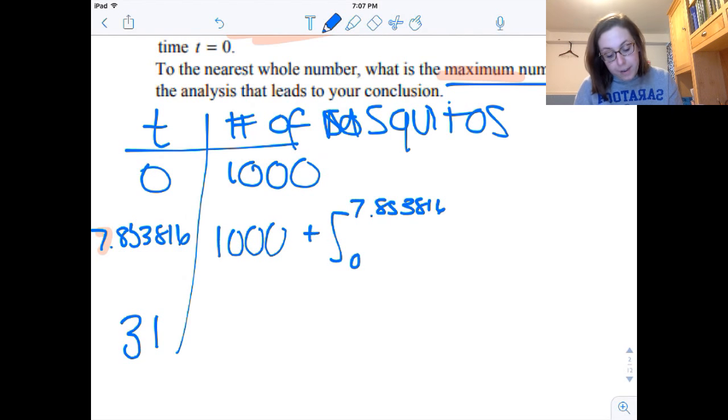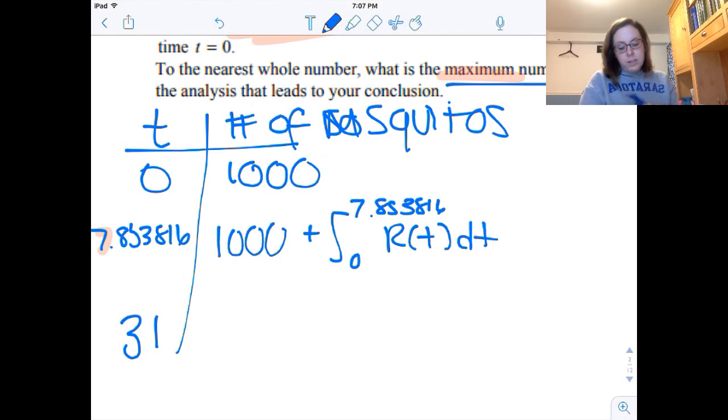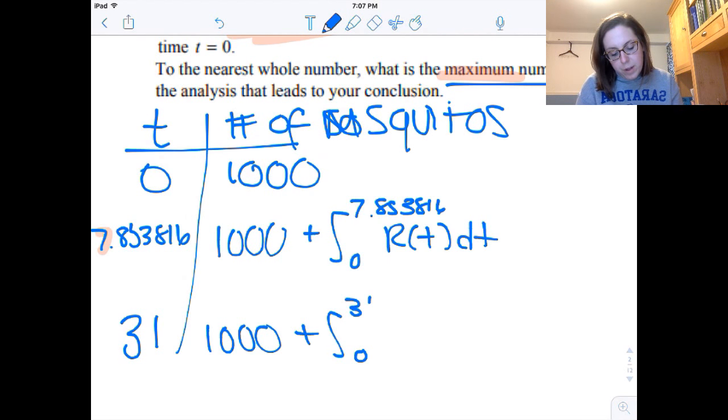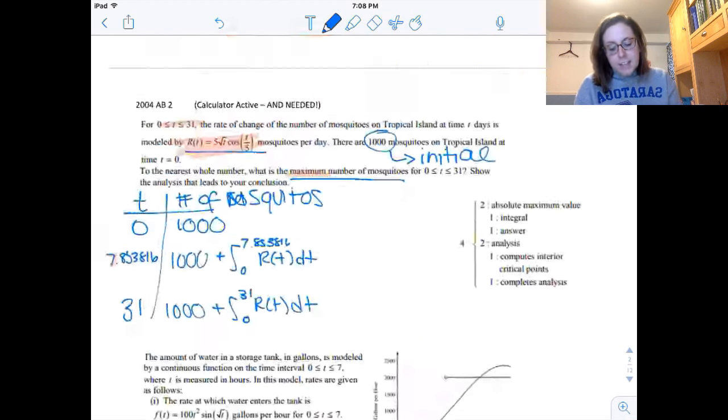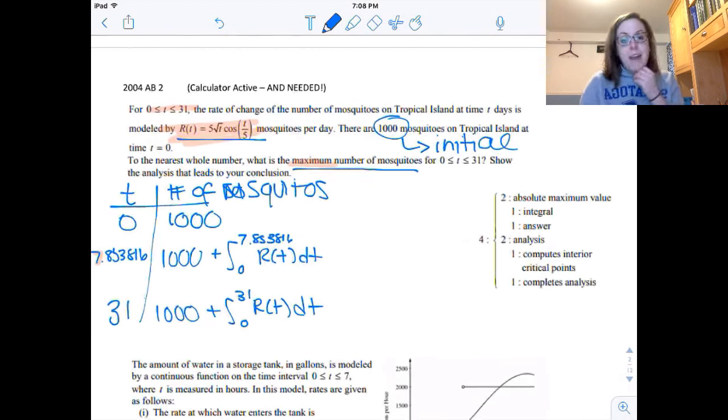of r. That would give me that value. This one I'm talking about 1,000 plus the integral from 0 to 31 of r. Right? And so what I'm looking at for my absolute max and absolute min is which of these is actually the maximum. So I would plug those two into my calculator. Whichever one is actually the highest is my max.